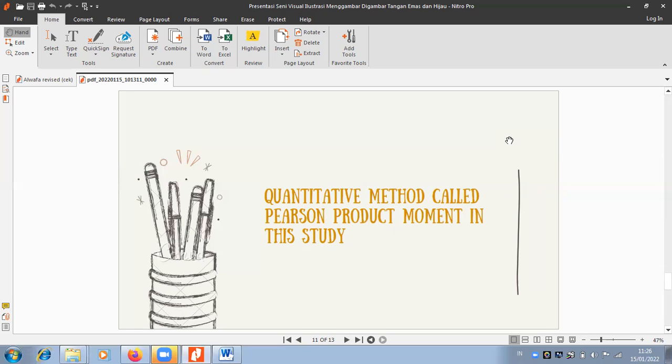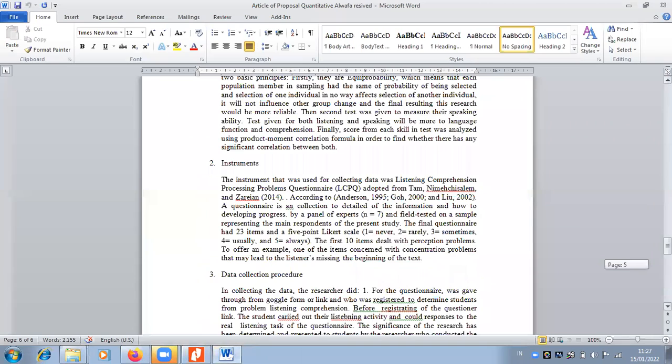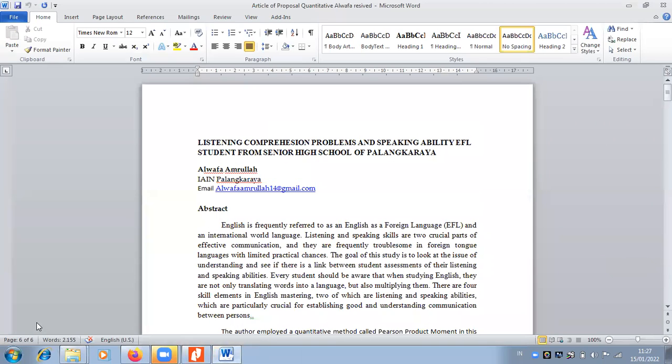R-observed is greater than R-table, like 0.66 is more than 0.393, since the significance score for one person is 0.393. As a result, the alternative hypothesis is ruled out. Okay, and this is about my article, my quantitative proposal.